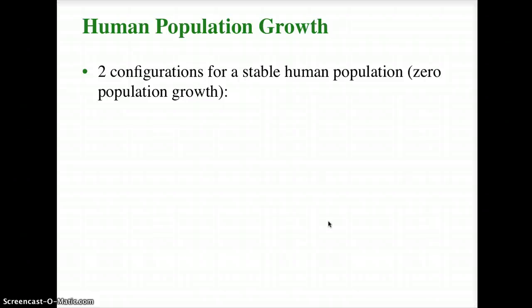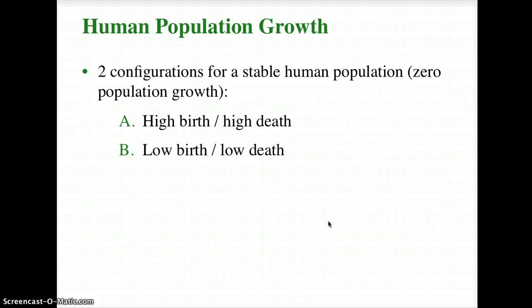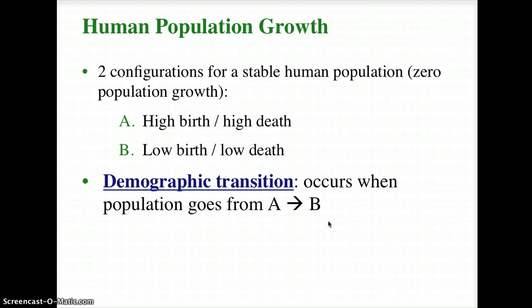So here we have human population growth. There's 2 configurations for stable human population with a 0 population growth. Obviously we have a high birth rate, high death rate. Then we have a low birth rate, low death rate. And then demographic transition occurs when population goes from A to B.